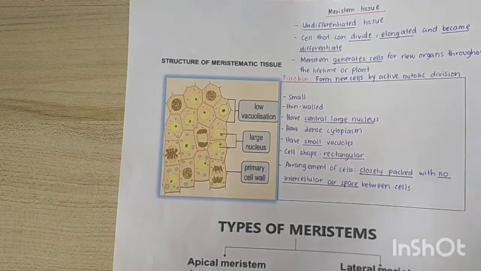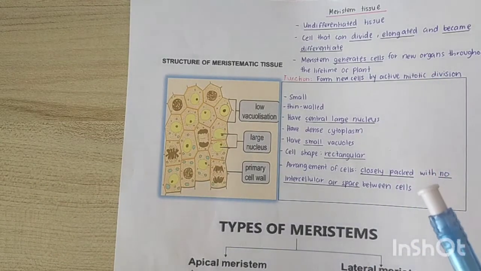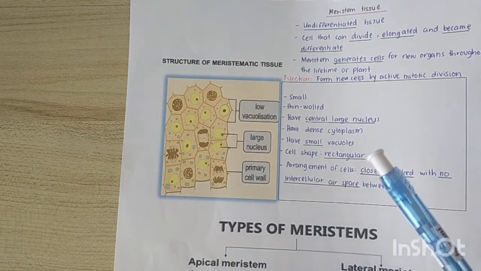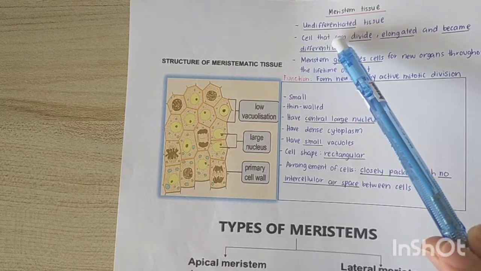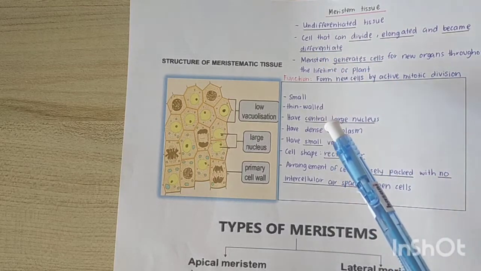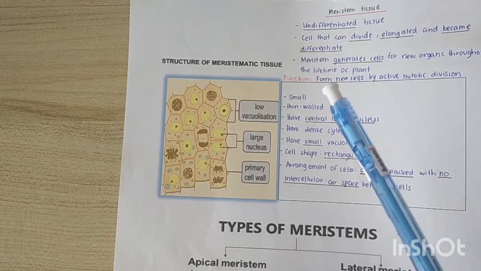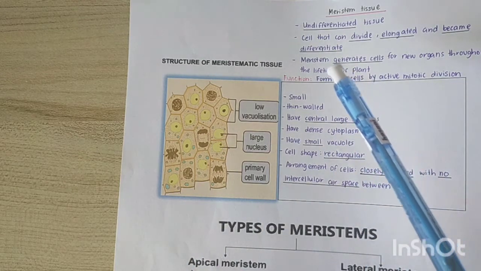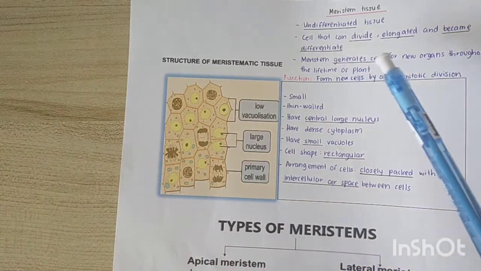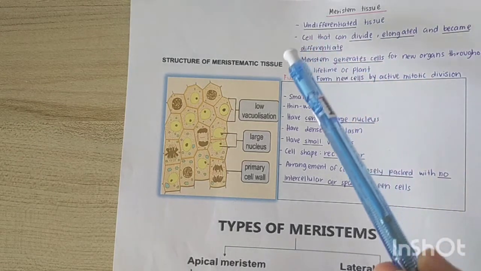Now we proceed to the meristem tissue. First of all, what is meristem tissue? Meristem tissue refers to undifferentiated tissue. Undifferentiated means this tissue does not specialize yet. Meristem tissue is made of cells that can divide, elongate and become different shapes.